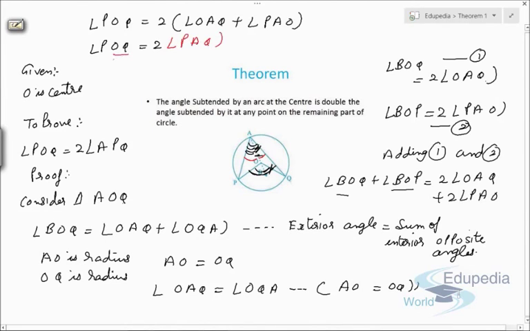So we can say that angle POQ is 2 times angle PAQ. So this is how we can prove this theorem, that the angle subtended by an arc at the center is double the angle subtended by it at any point on the remaining part of a circle. So let's move on to the next theorem now. Theorem number 2.